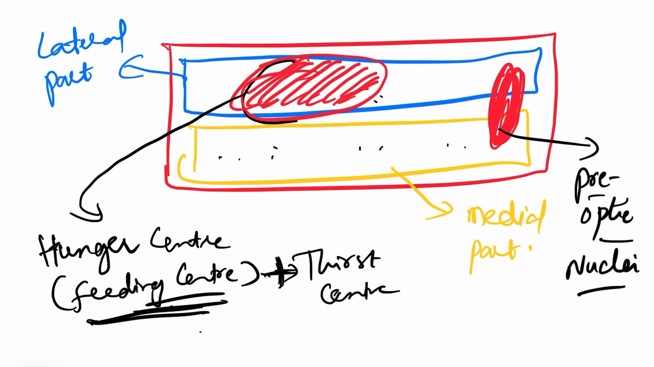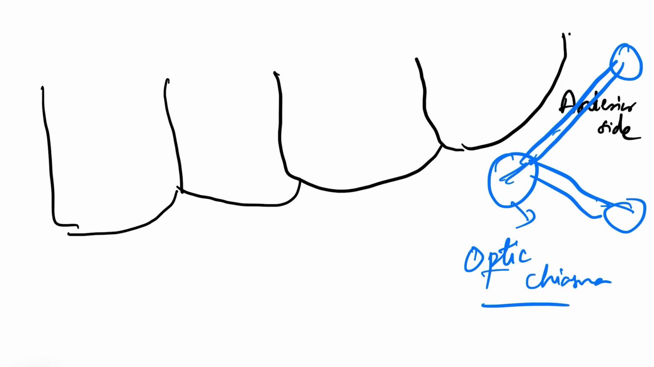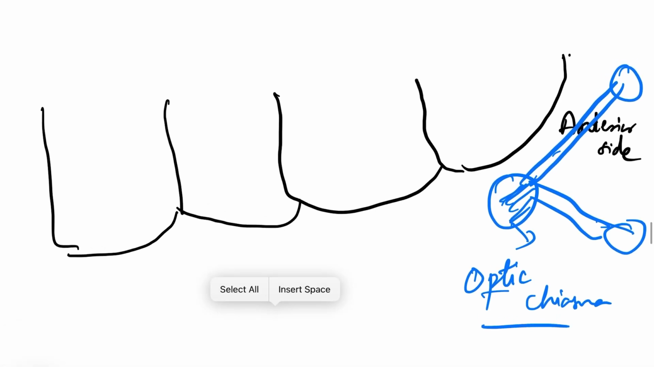Now, let us see the nuclei present in the medial part. There are many nuclei in the medial part. So, from right to left, I am drawing the zones. This medial zone is divided into four important zones from anterior to posterior. This side is the anterior side, where you can see the optic chiasma, where the right and left optic nerves meet. Now we are discussing the medial zone of the hypothalamus.